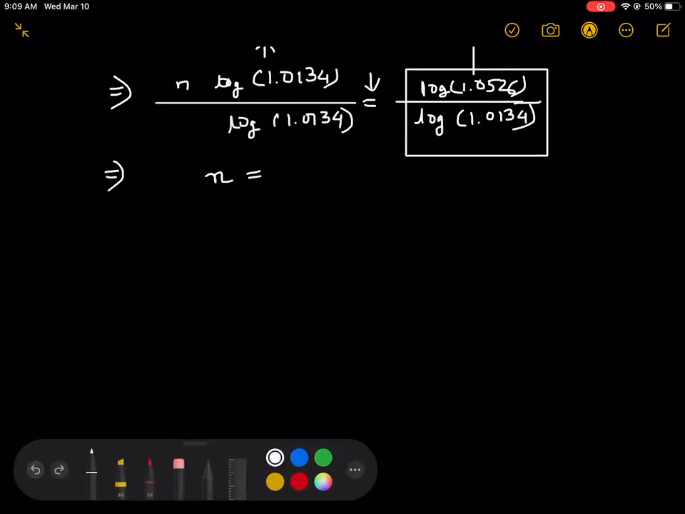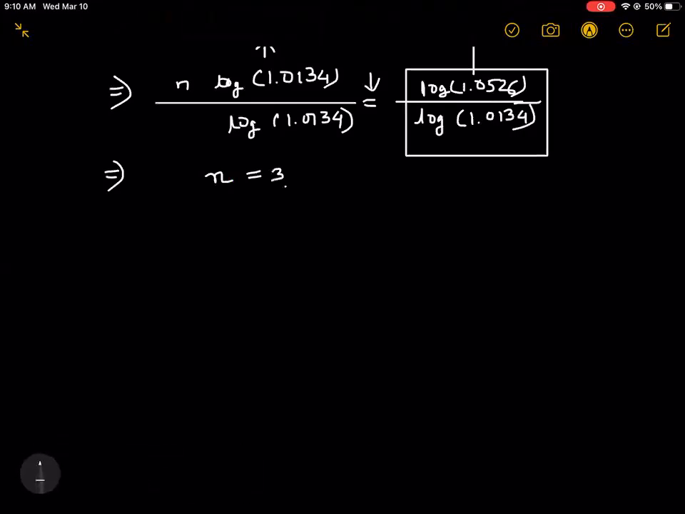Okay, so log of 1.0526 divided by log of 1.0134, and it should give us 3.85. Up to 4 decimals it will be 3.8512.